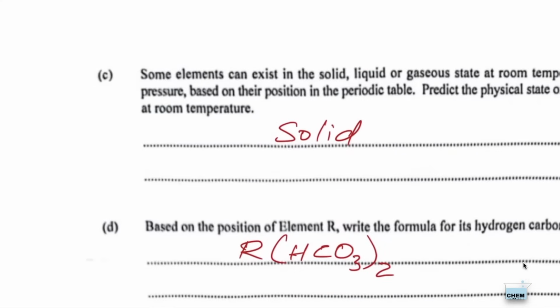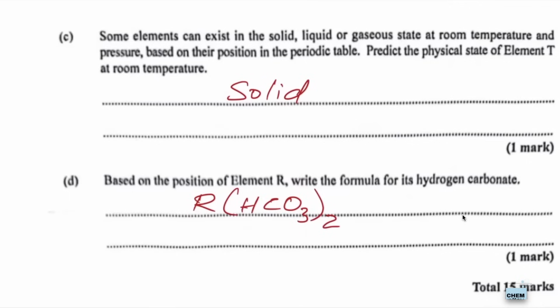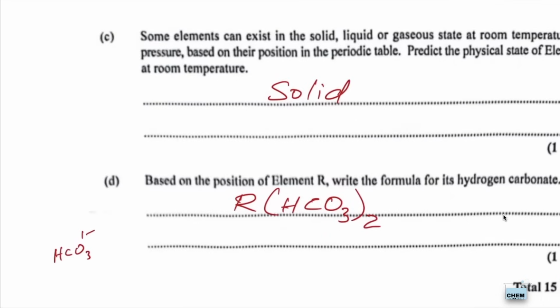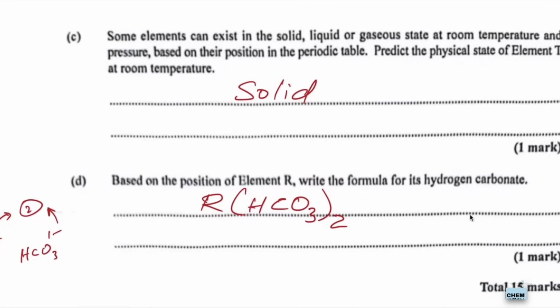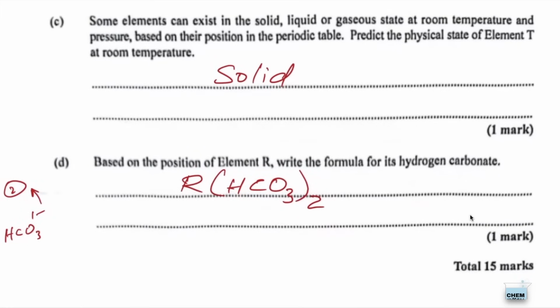Based on the position of element R in group 2, it would have a 2 plus charge. I want the formula of its hydrogen carbonate. Now, hydrogen carbonate has a charge of 1 minus, and if that's going with something in group 2, like R, we would need 2 of our hydrogen carbonate to go with that. Because it's a polyatomic ion or a radical, we put a bracket around it and we put a subscript 2 to say it's 2 of them going with it. So the formula would be R bracket HCO3 bracket 2, and that would give us 15 marks.